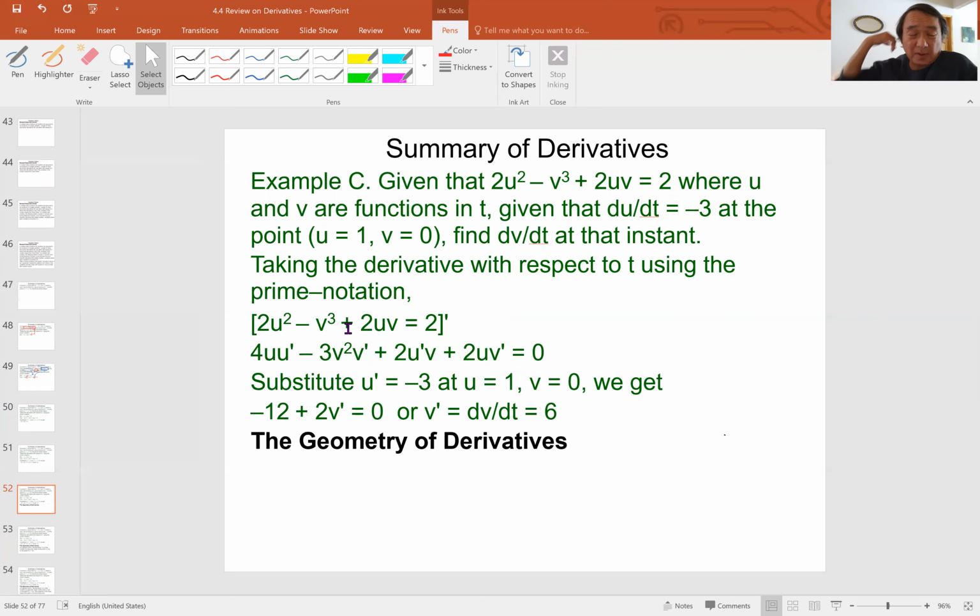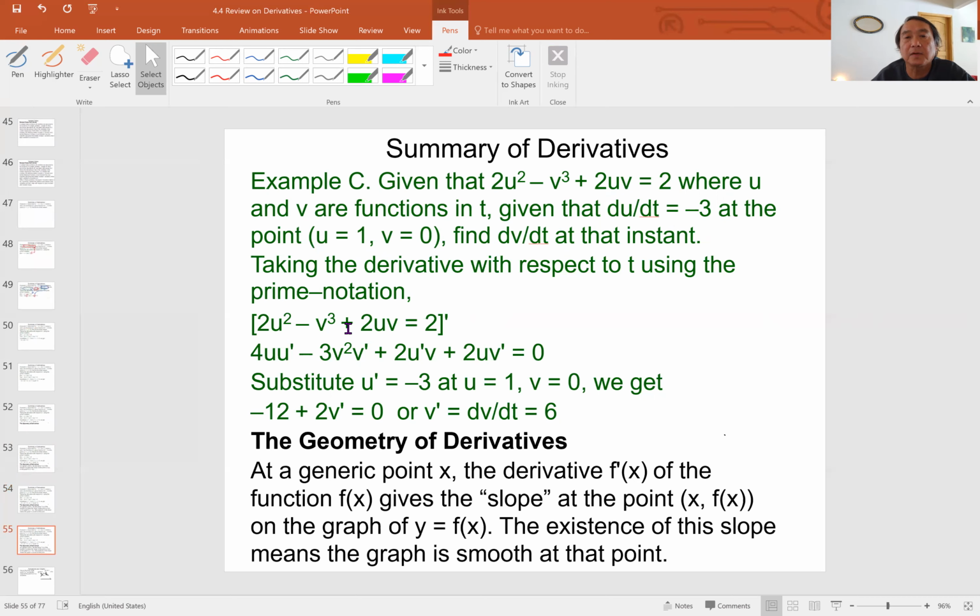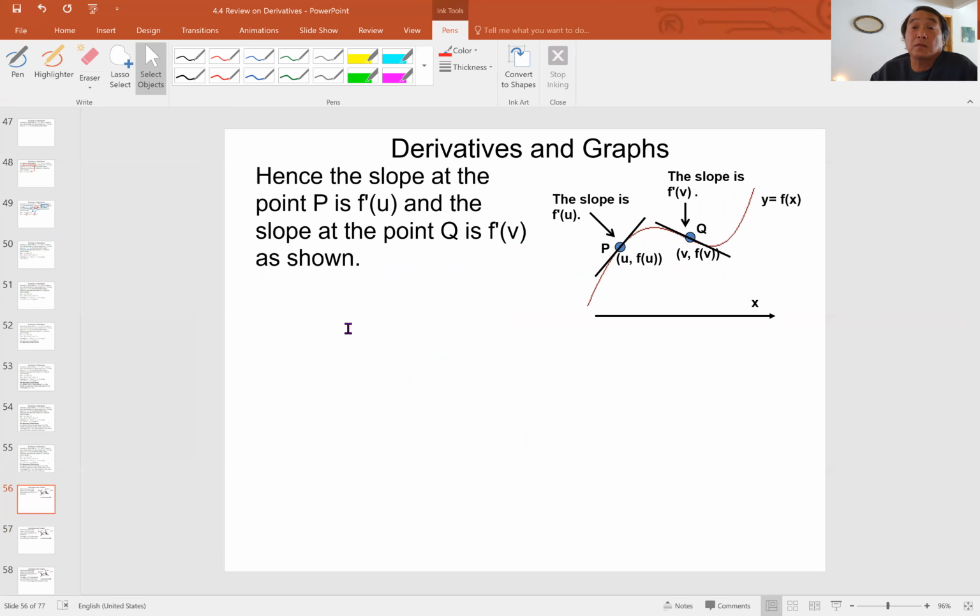That's the algebra. Okay, let's come talk about the geometry. We just finished with all the algebra, a different way of viewing formulas for taking derivatives. Now, what does the derivative tell us? Here is the picture. The derivative, of course, gives the slope of the tangent line at that point.